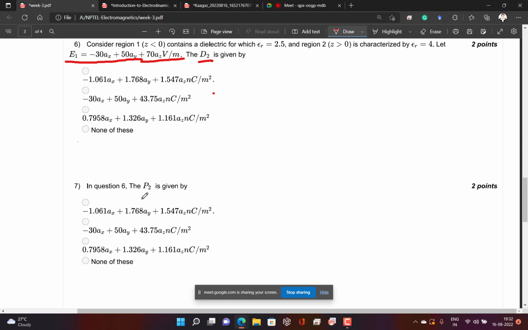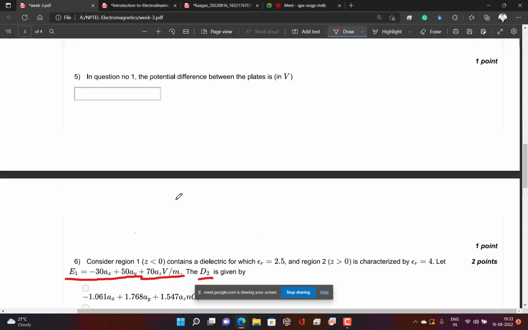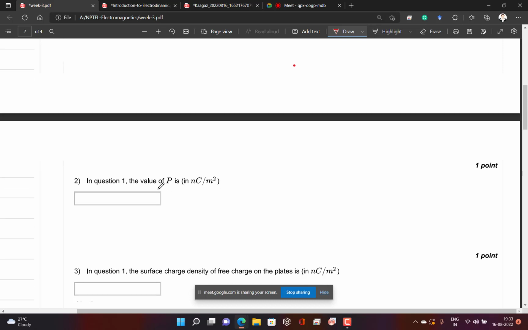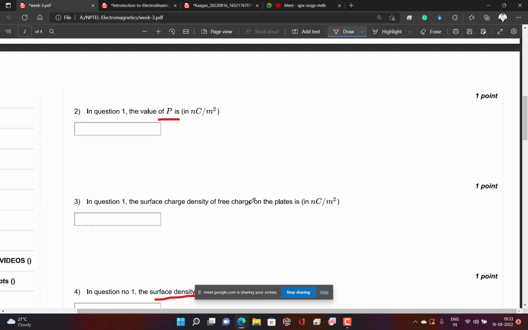To find the polarization, it's easy. We have already done that in question number 2. P, which is equal to D minus epsilon D.